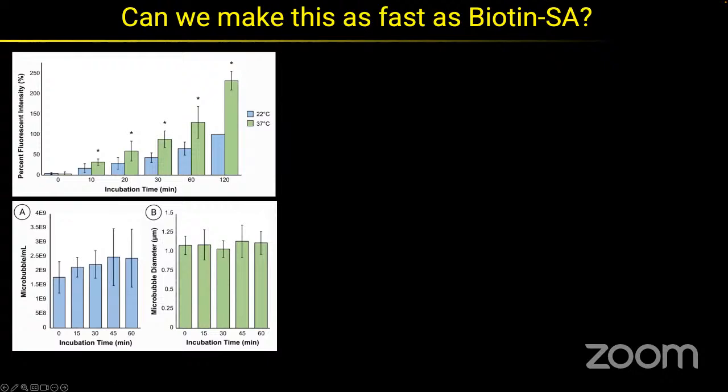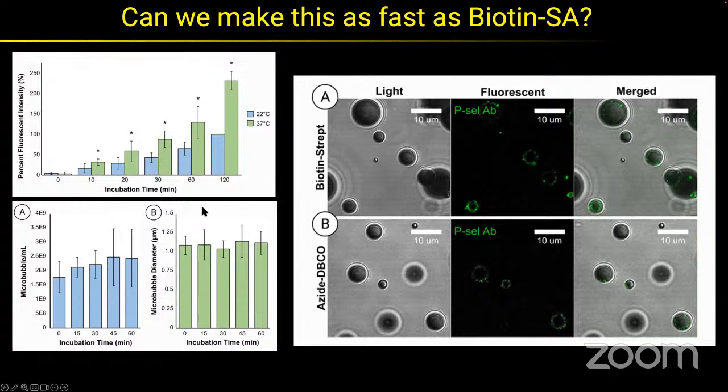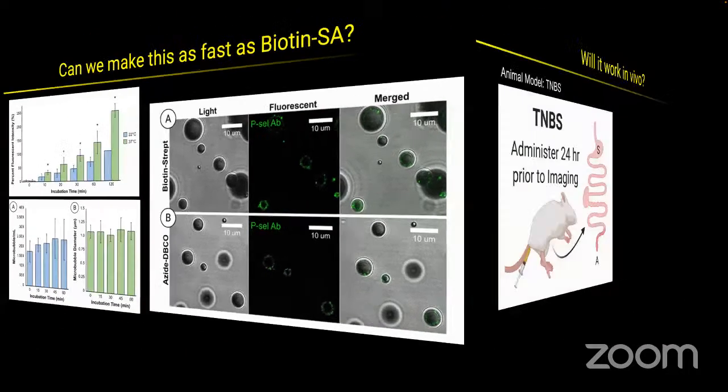Just changing temperature didn't really change the microbubble concentration or the microbubble diameter over an hour, so it didn't seem to affect the bubbles. You can take a look at this micrograph here. This is our P-selectin targeted microbubble using our biotin streptavidin or azide DBCO. With a secondary used to detect the antibody on the surface, we could see fluorescence on there. So it was great. We were able to use the azide alkyne reaction to click an antibody onto the surface of these bubbles. But does it actually work if we try and image it?